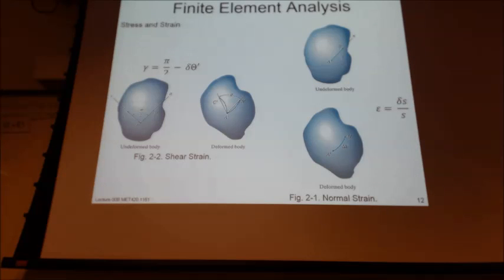Now strain: we have linear strain, or normal strain, and shear strain. Linear strain looks at the change in the elongation or contraction of a line. Shear strain is the change in angle between 2 line segments that were originally perpendicular to one another.